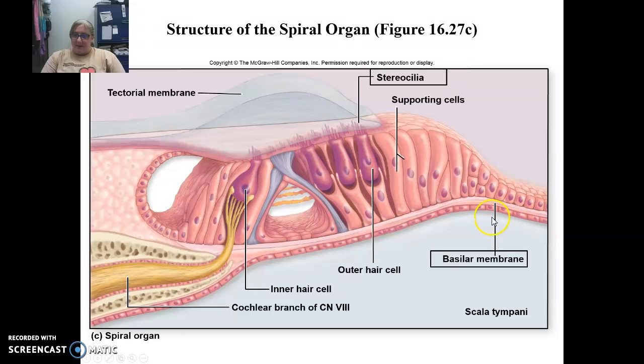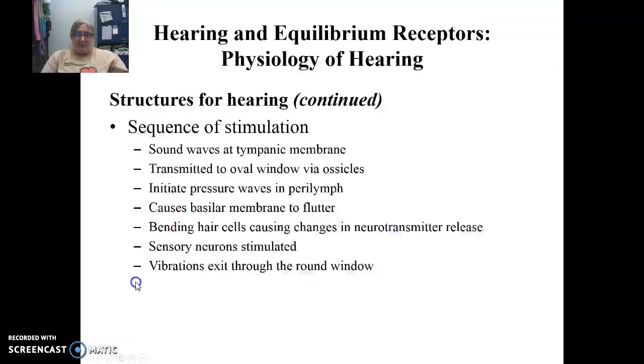So here's that basilar membrane. Here's the receptor cells for hearing. And here's the stereocilia that are embedded in this tectorial membrane. So as this moves, the hair cells are going to be bent because of this tectorial membrane. And then electrical impulses will be sent down this cochlear branch of the vestibulocochlear nerve and move to the brain, and we will interpret that as sound.